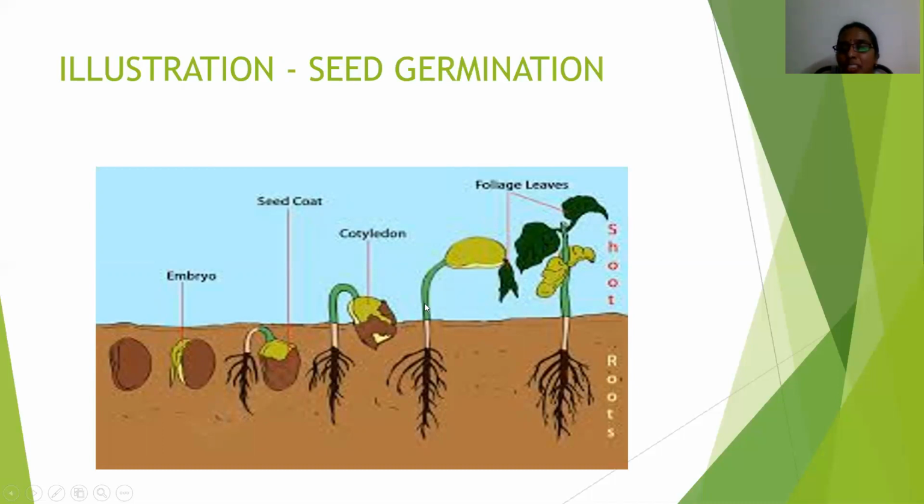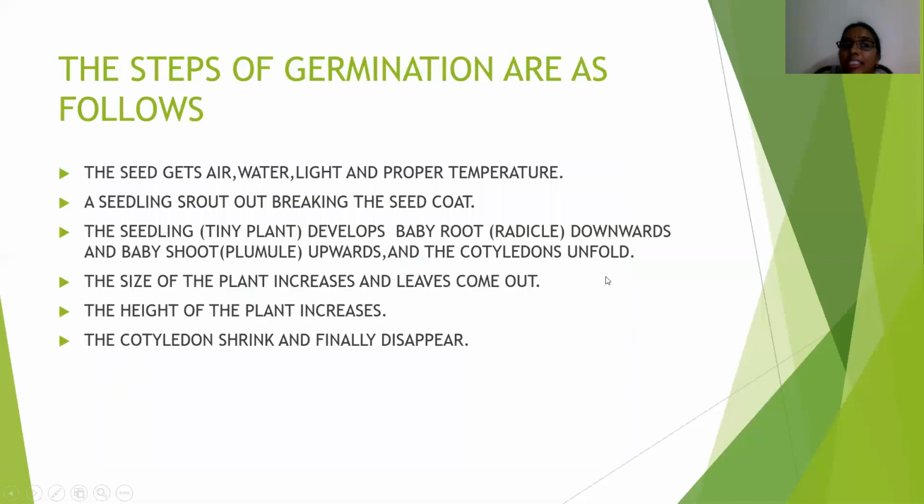Later, as the processing continues and it acquires all the conditions, it develops and grows in height. At the end of the process, we can see the two systems. What grows below the ground is called the root system, and above the ground is called the shoot system. The steps of germination are as follows.